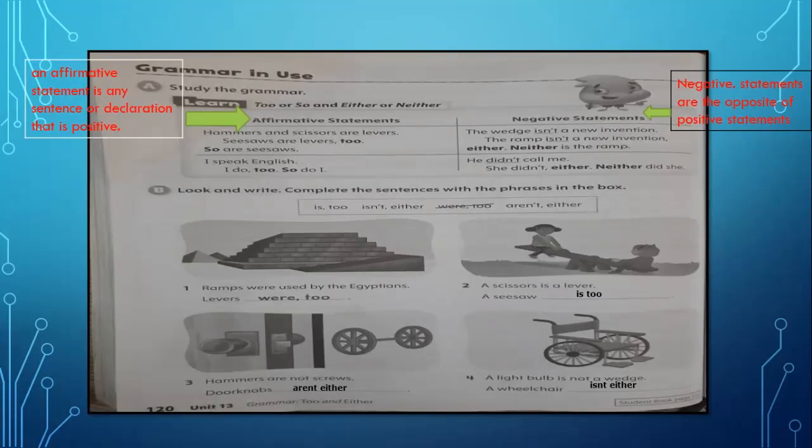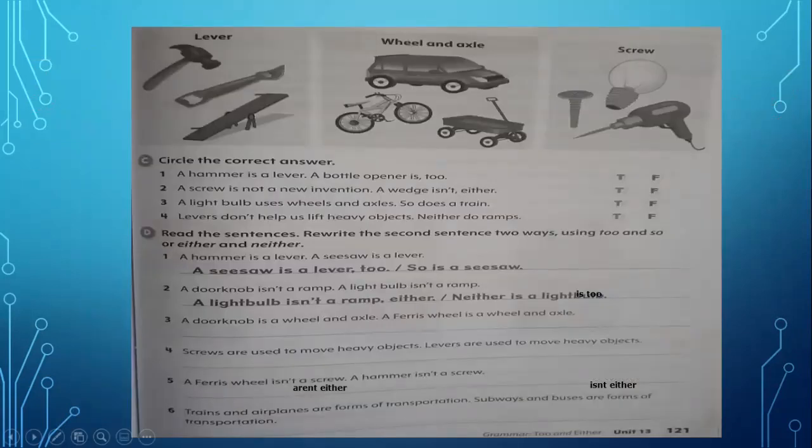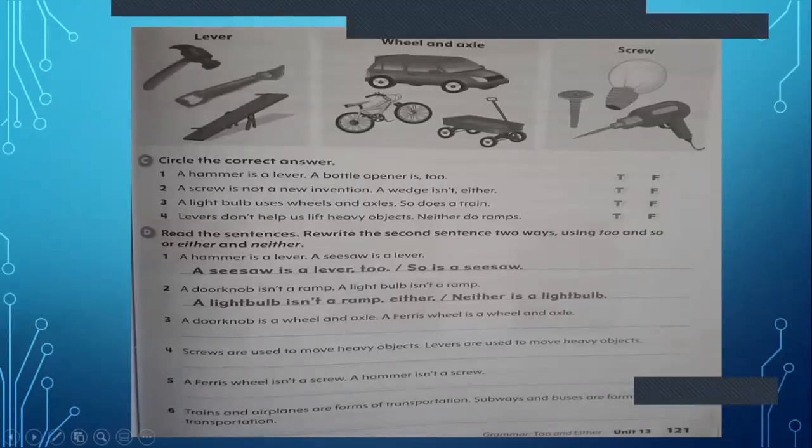What is the time left I need to see? 10:50 was the overtime. As you see, the time is about to be over. So when we will do this next page, let me tell you. This exercise, when we do it, then you will be clear about the concept of two and so, either and neither. This will make your concept clear. Okay, so don't worry about it.